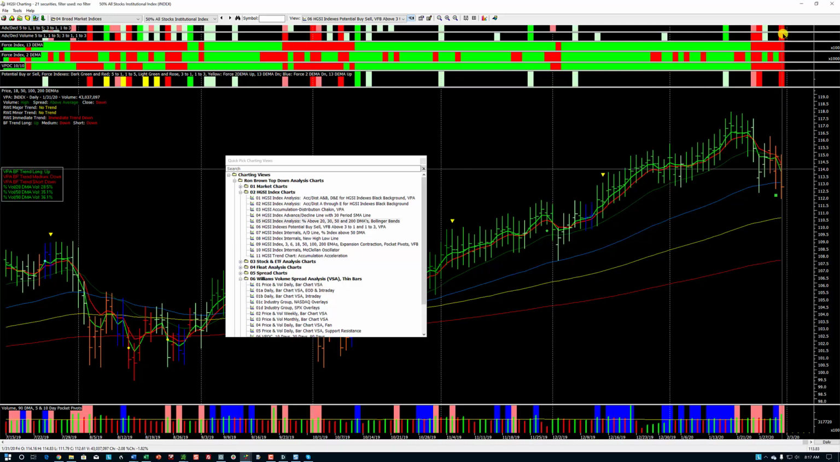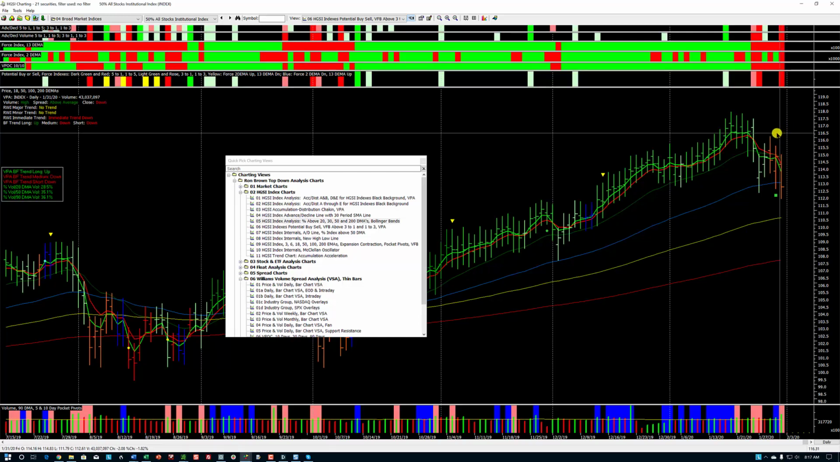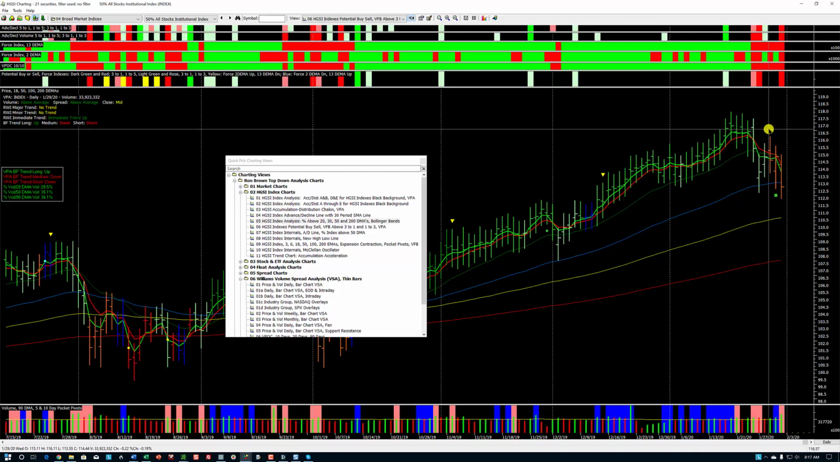The force index 13, force index 2, and the volume point of control were all red, so consequently it generates a potential sell. I say potential because in this business nothing is certain. But it's a very useful chart. I like it. I look at it all the time on the indexes.